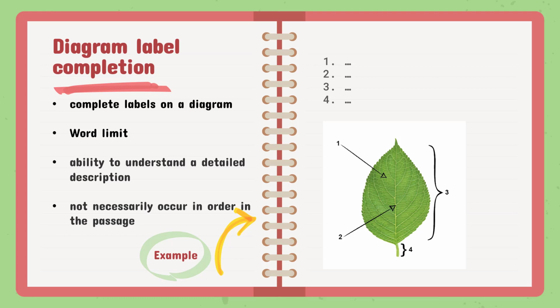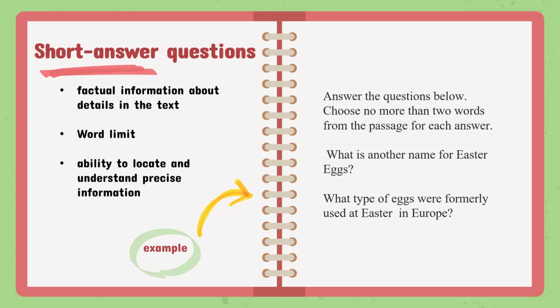Short answer questions, again, they have word limit. You need to find out the specific information, factual information, and details. So the same rule of word limit applies here, and there you can see an example. You need to answer the question, no more than 2 words, and then what is another name for Easter eggs? That's, for example, an instance of this type of questions.